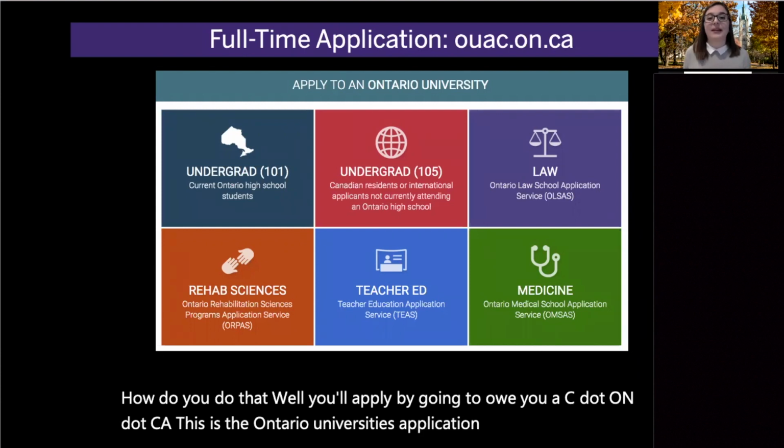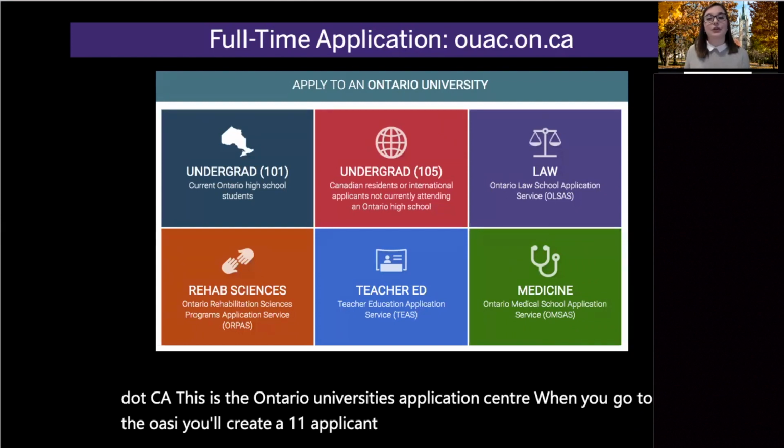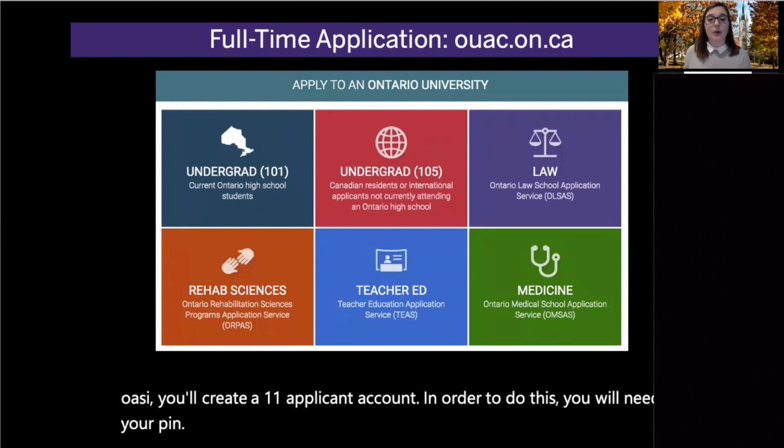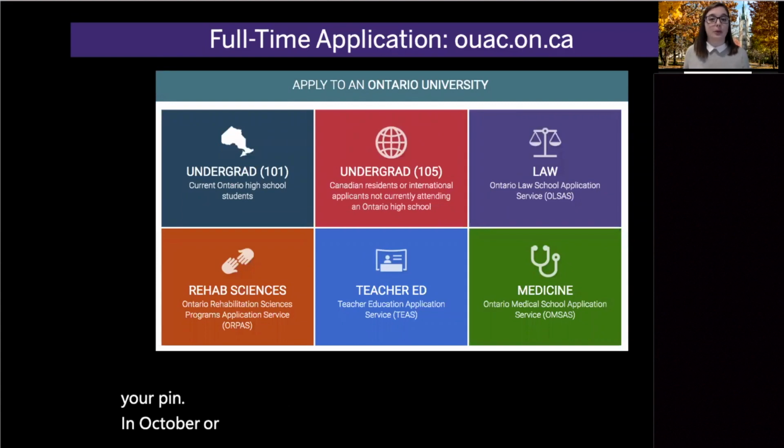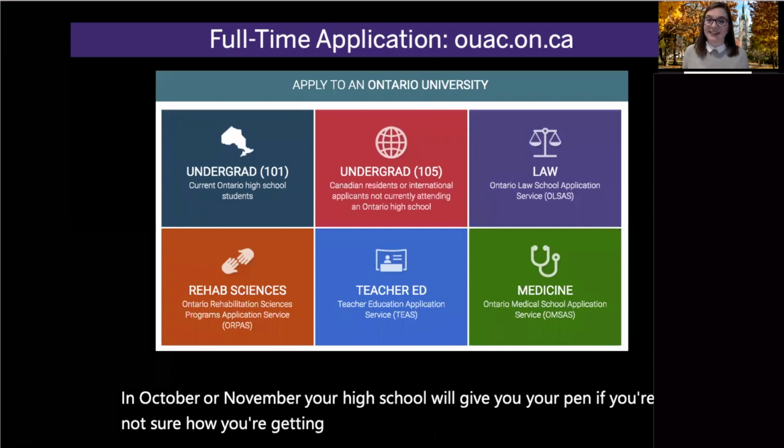When you go to the OUAC, you'll create a 101 applicant account. In order to do this, you will need your PIN. In October or November, your high school will give you your PIN. If you're not sure how you're getting it, please reach out to your guidance counselor.